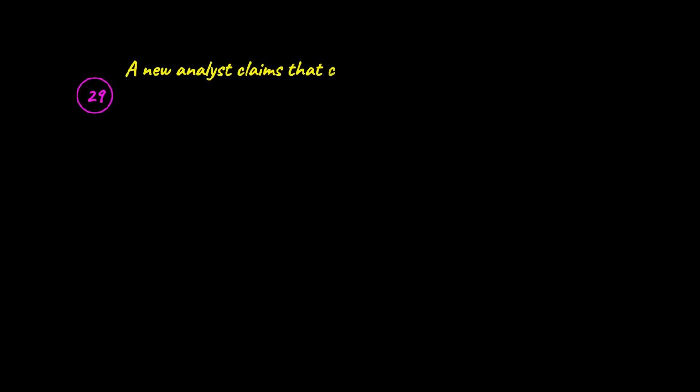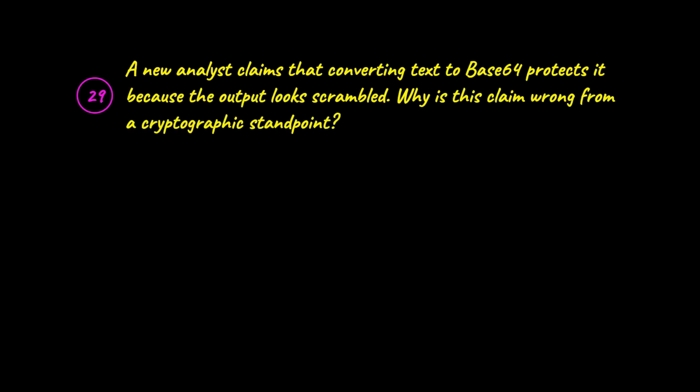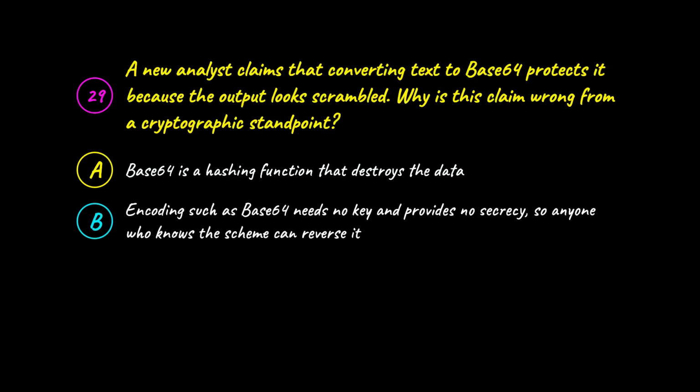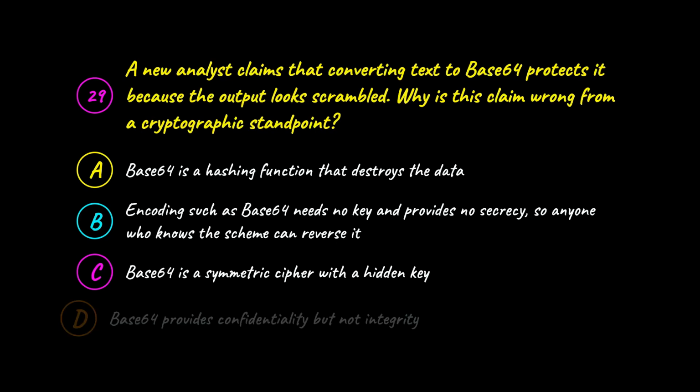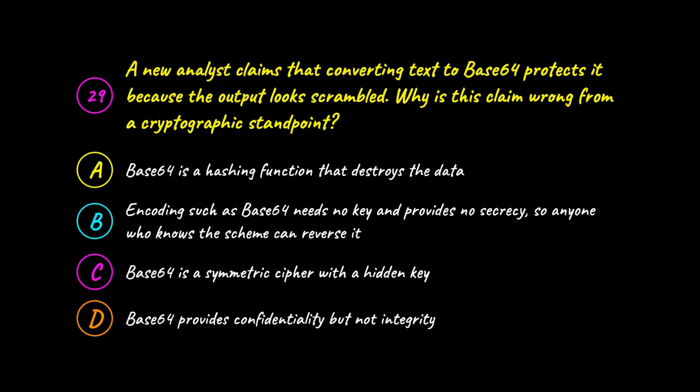Question 29. A new analyst claims that converting text to base 64 protects it because the output looks scrambled. Why is this claim wrong from a cryptographic standpoint? Your options are: A. Base 64 is a hashing function that destroys the data. B. Encoding such as base 64 needs no key and provides no secrecy, so anyone who knows the scheme can reverse it. C. Base 64 is a symmetric cipher with a hidden key. D. Base 64 provides confidentiality but not integrity. Pick one. Trust your gut. Here's your chance to test yourself.